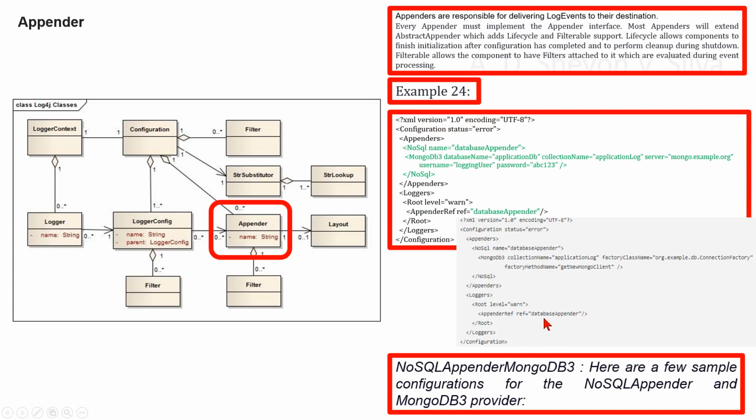Now we are considering the NoSQL Appender MongoDB3. Here are a few sample configurations for the NoSQL Appender and MongoDB3 provider. Here we are considering the NoSQL Appender provider for MongoDB using MongoDB driver version 3. The NoSQL Appender writes log events to a NoSQL database using an internal lightweight provider interface.